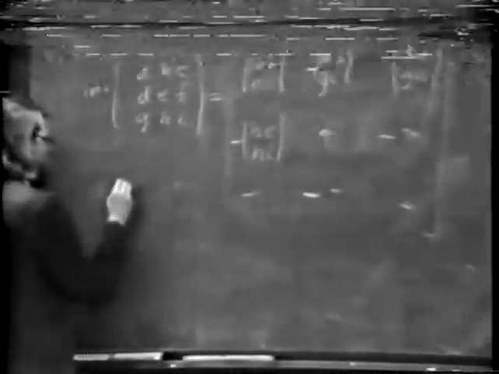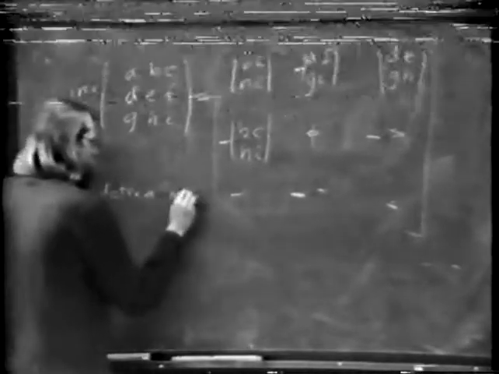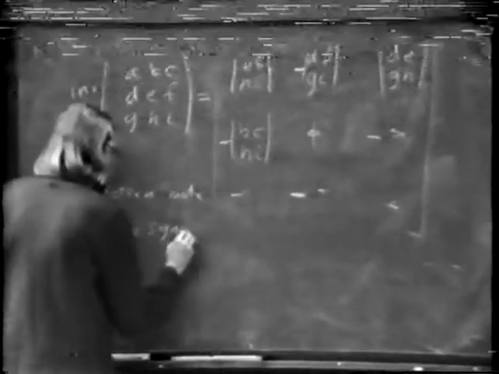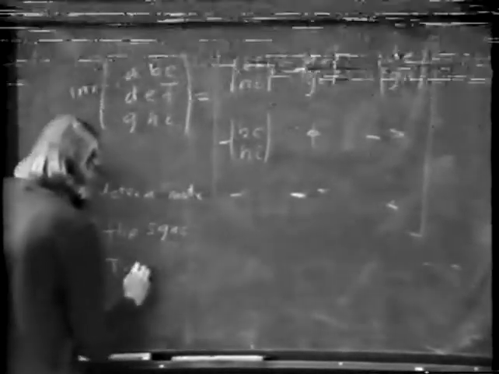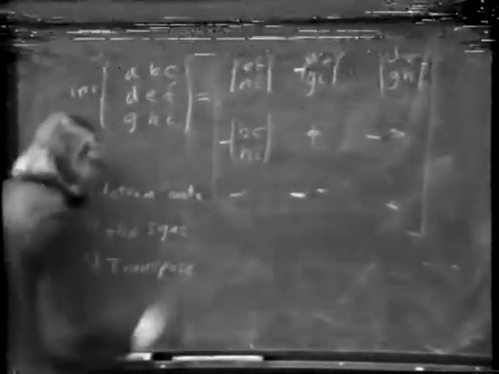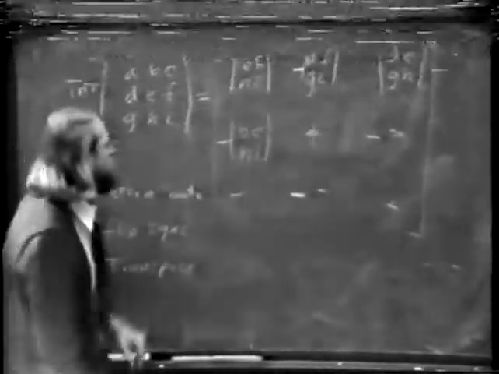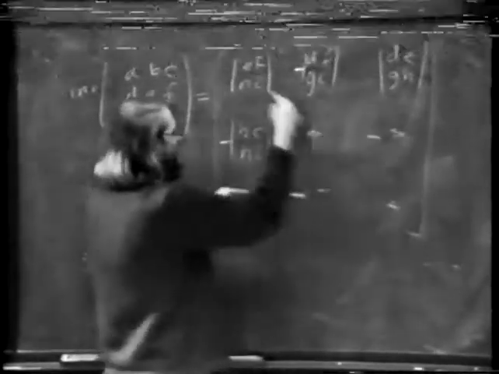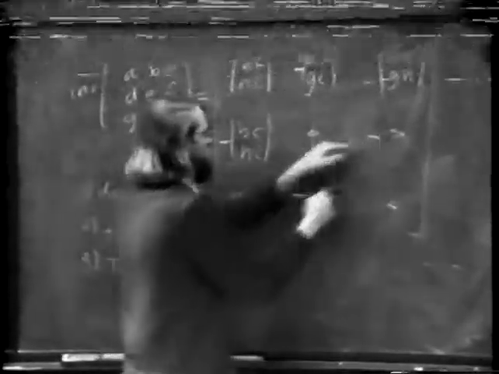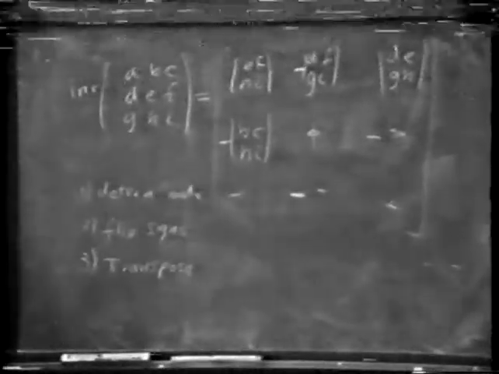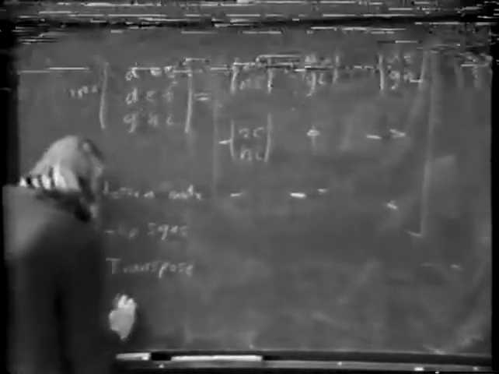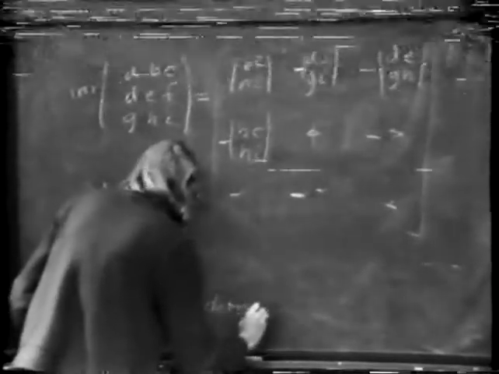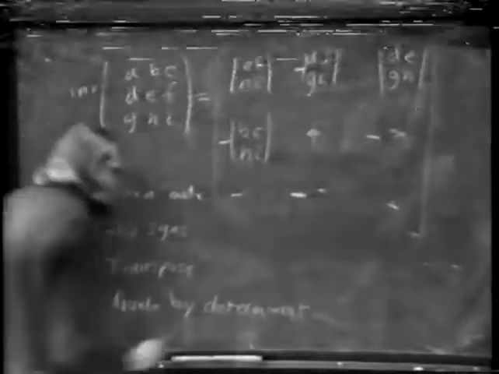So 1, determinant matrix. 2, flip signs. 3, transpose matrix. That is, you reflect the elements around the diagonal. You interchange anything that's across here. So you flip these two, you flip these two, anything on the diagonal flips with itself so it doesn't move, and you flip these two. You exchange those values. And then 4, you divide by the determinant.